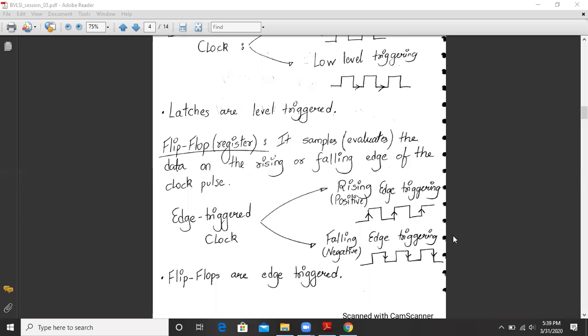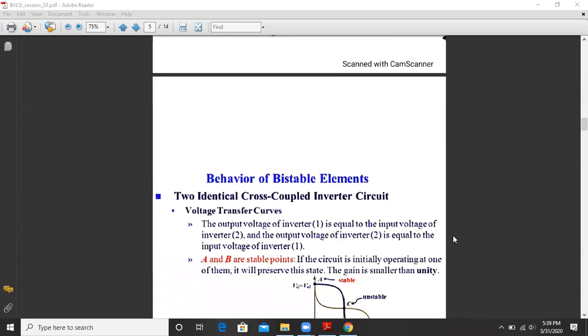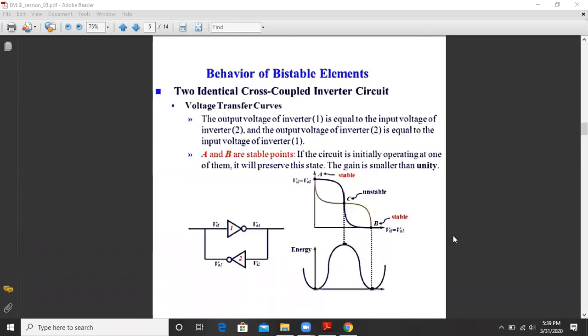Now we move on to the next topic, the bistable element. Everyone concentrate on this: a simple inverter. This is a NOT gate. This is my Vin1. This is my Vout1. This is my Vin2. And this is my Vout2 over here. This is my first NOT gate, second NOT gate.